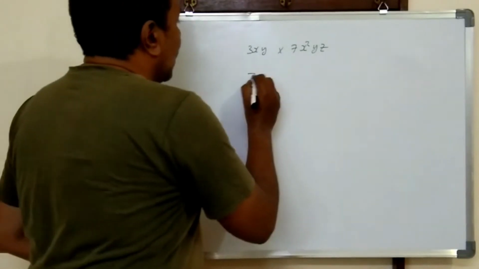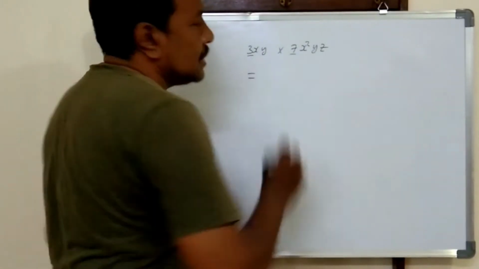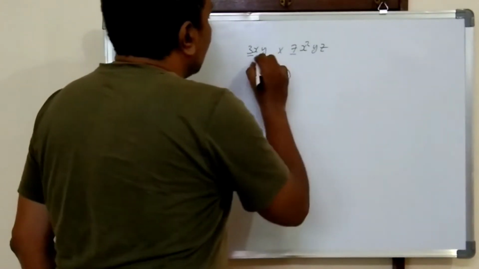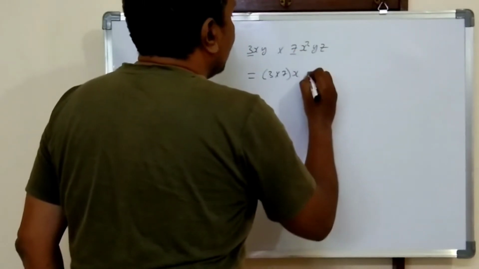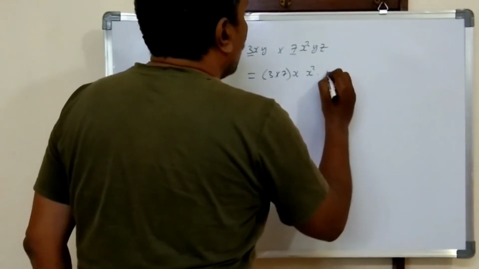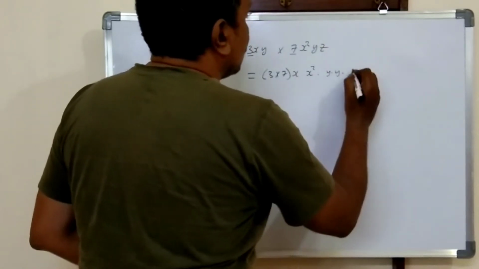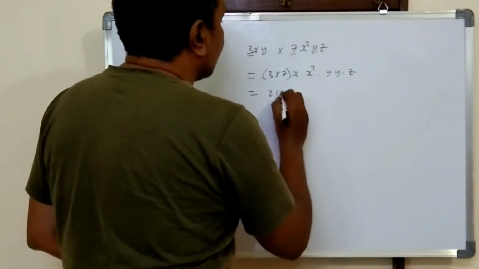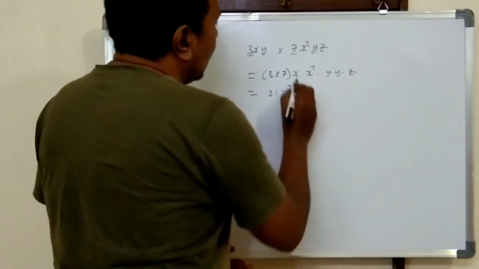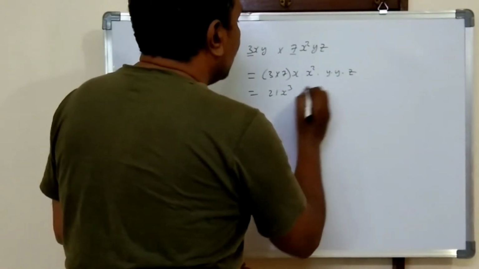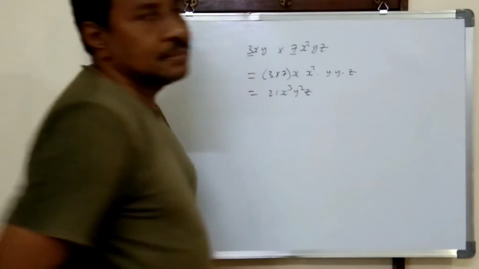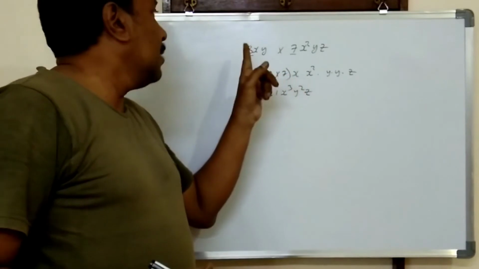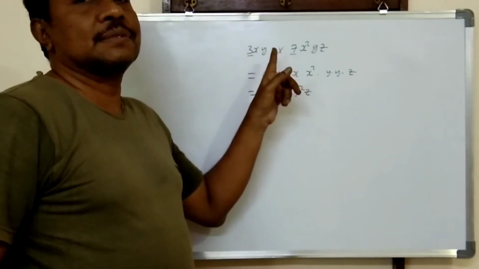So here, first of all, you see the numerical coefficients, 3 into 7. After that, x into x square, y into y. Here z is on its own. So 3 sevens are 21. x into x square is x cube, y into y is y square, z. Like that, multiplying numerical coefficient with numerical coefficient and variables with variables.